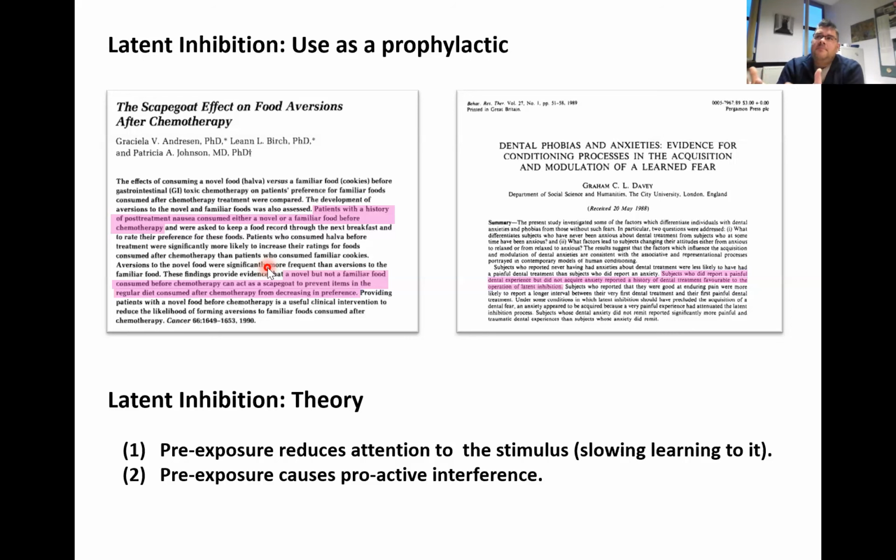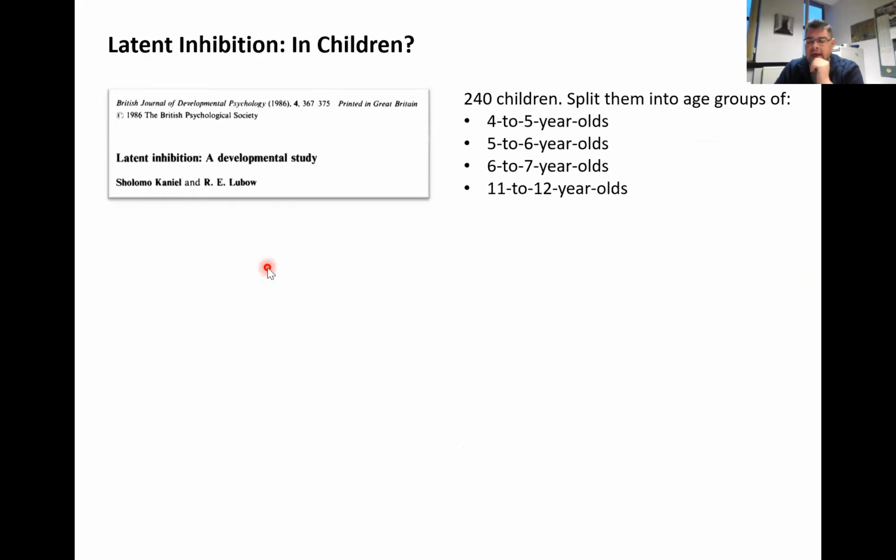And this led people to think about latent inhibition in the context of recapitulation theories, and the interest started to develop in the developmental psychology of latent inhibition. In the first part of my talk, I'm going to summarize four studies that have looked at latent inhibition in children, and then as I go, talk about some of the limitations of these studies, and then talk about a more recent study that we've done.